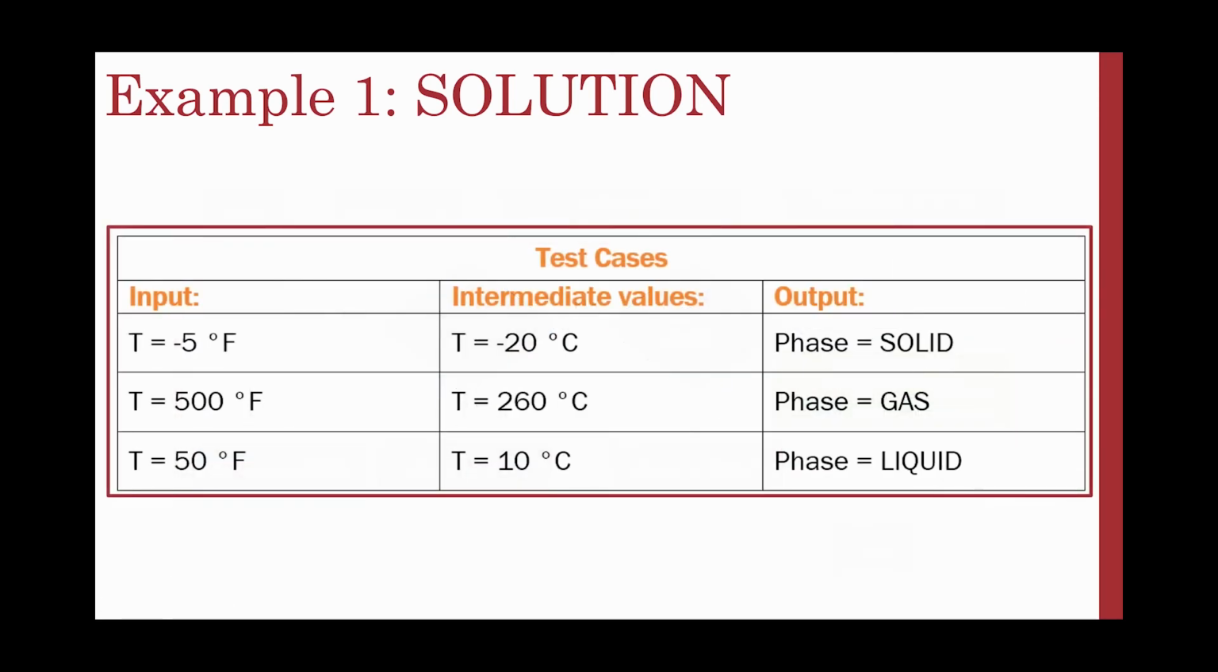So for our test cases, we would want to test something where it's solid, where it's liquid, and where it's gas to make sure that all 3 regions of our decision-making algorithm are working.